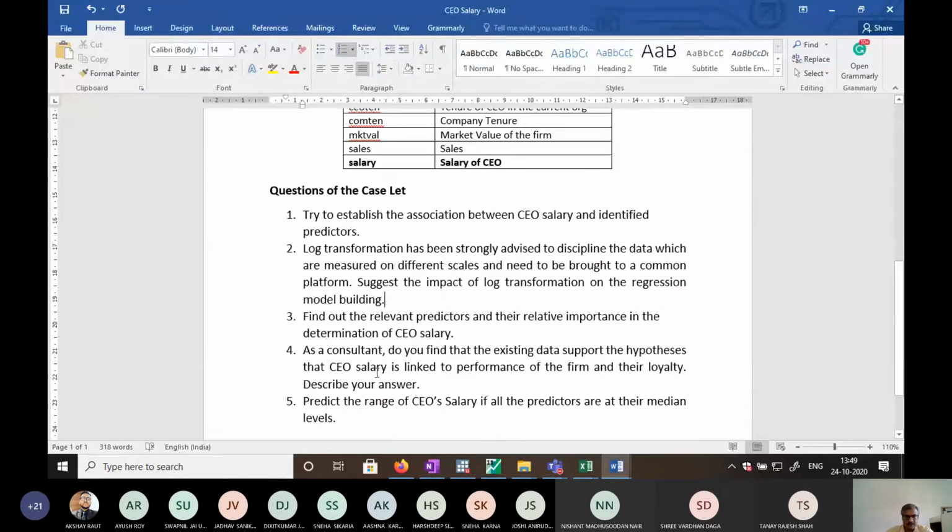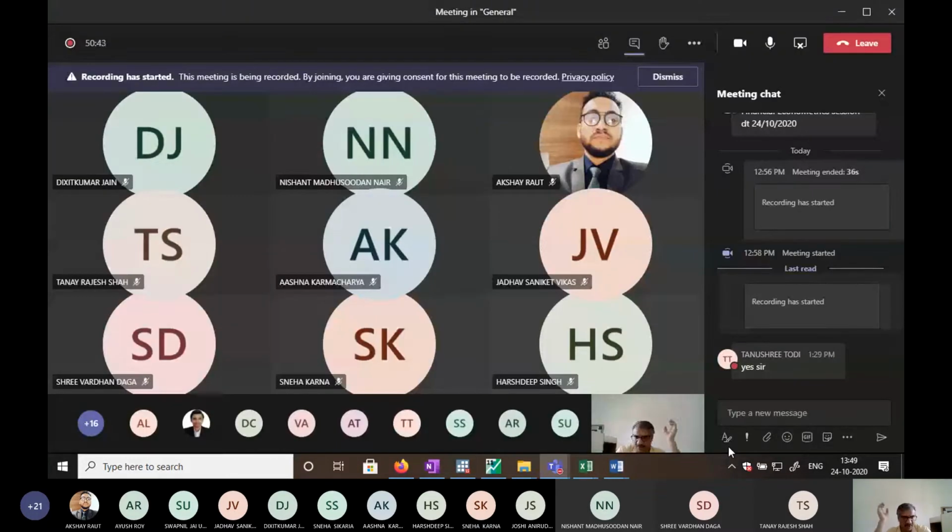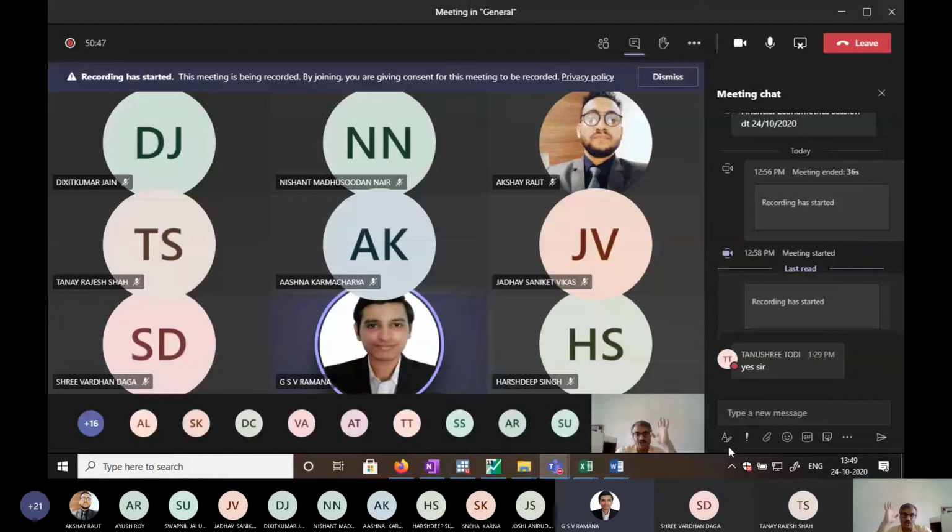So third question, find out the relevant predictor and the relative importance. So how to find out relative importance? Next question. How to find out relative importance? Any one of you, any volunteer? So the standard coefficient. Standard coefficient will help us to find out the relative importance of the independent variables or regressors used in the regression. Perfect.